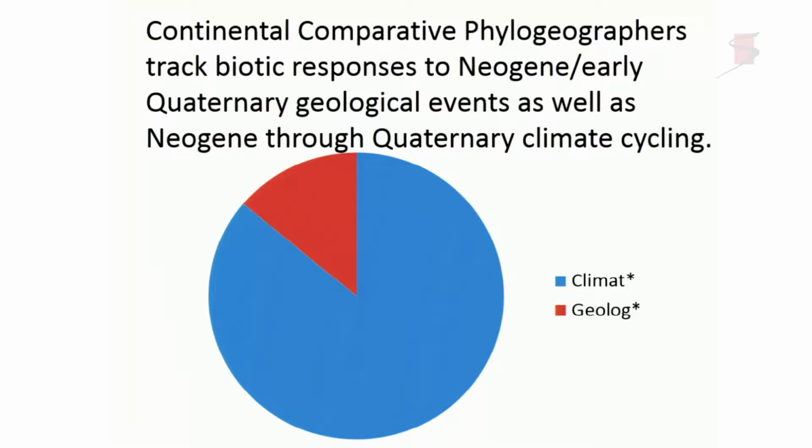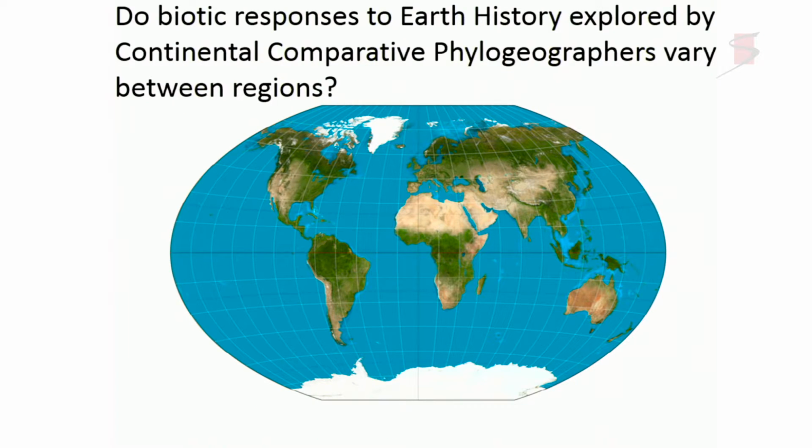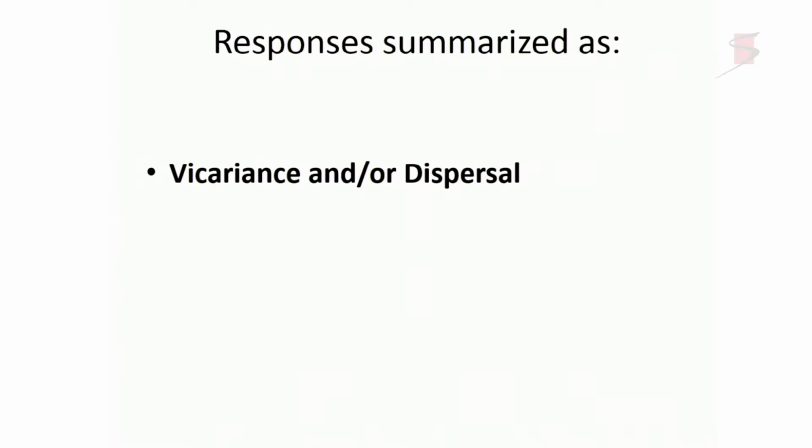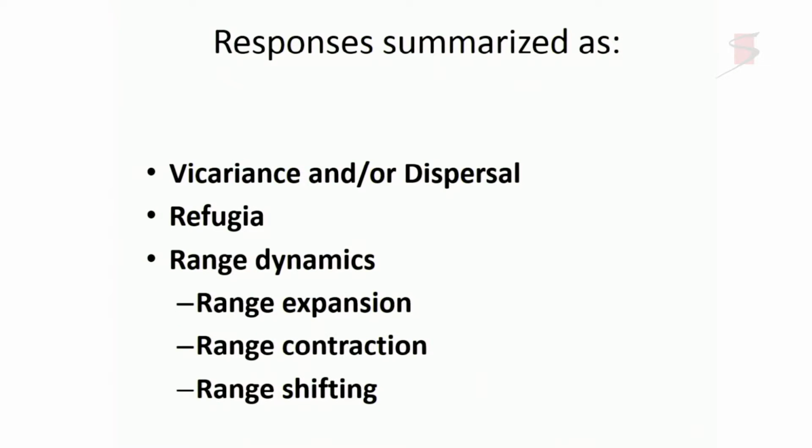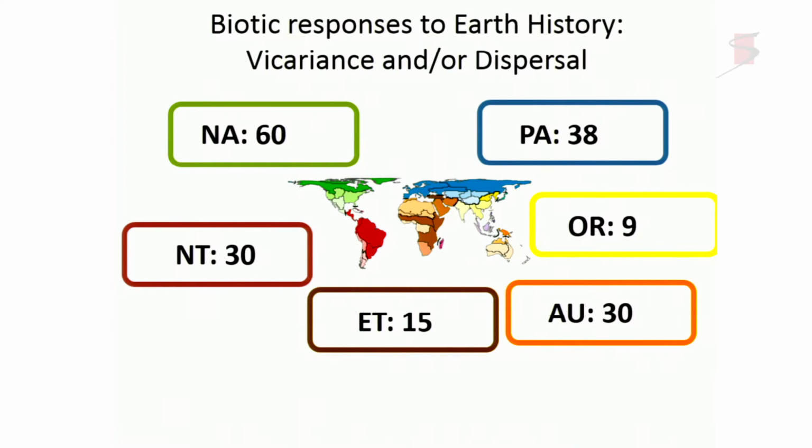And this is what the total looks like, climate versus geology. And geology is fairly well represented. Climate is obviously the big motivator for many of these studies. The biotic responses themselves to Earth history are summarized as vicariance and or dispersal, refugia, and range dynamics: expansion, contraction, and shifting, okay? So these are the 3 categories I looked at. Vicariance and or dispersal, this is the data set.